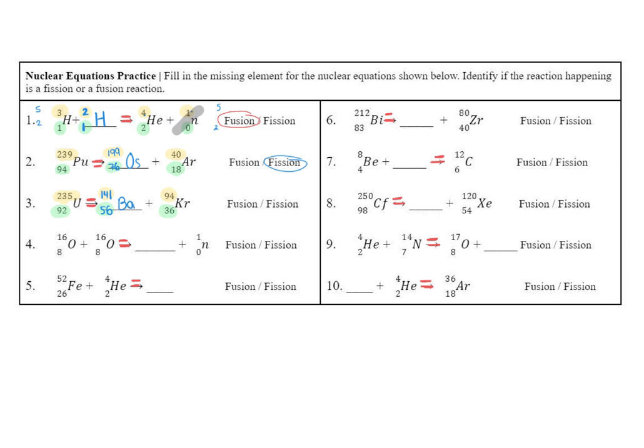On this one, it looks very similar to the first. We have one big nuclei equal to two smaller ones. So it broke apart. Think about it as like we started with a whole chocolate chip cookie, and then it broke down into a cookie and a crumb. Those are the two smaller pieces. When that happens, we call that fission. All right. Let's try this one.